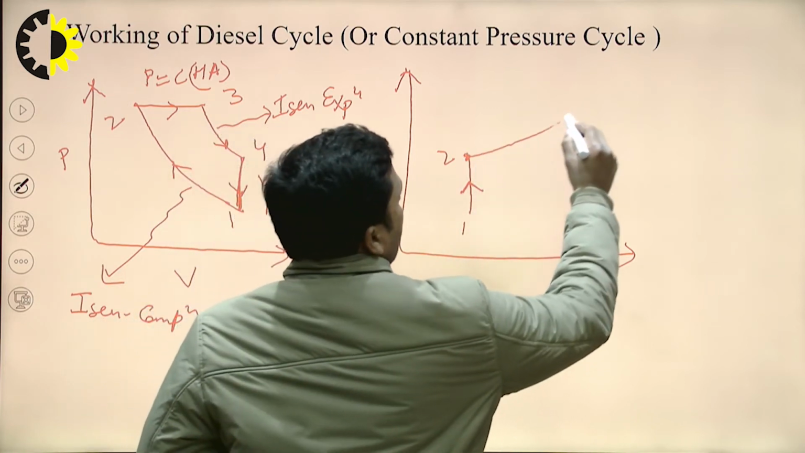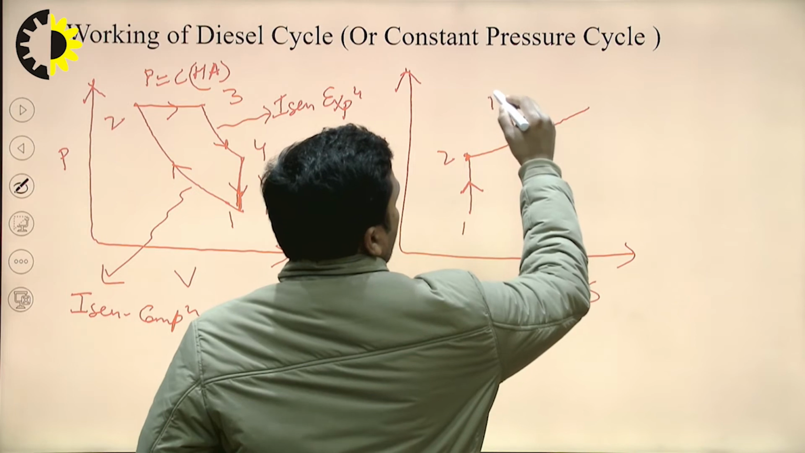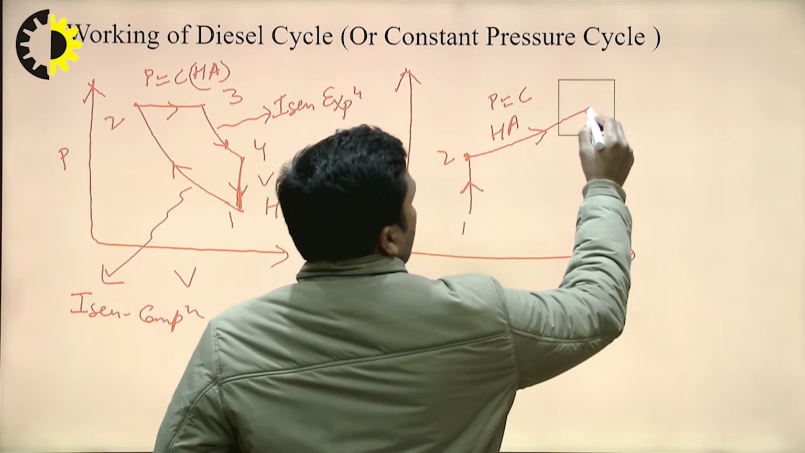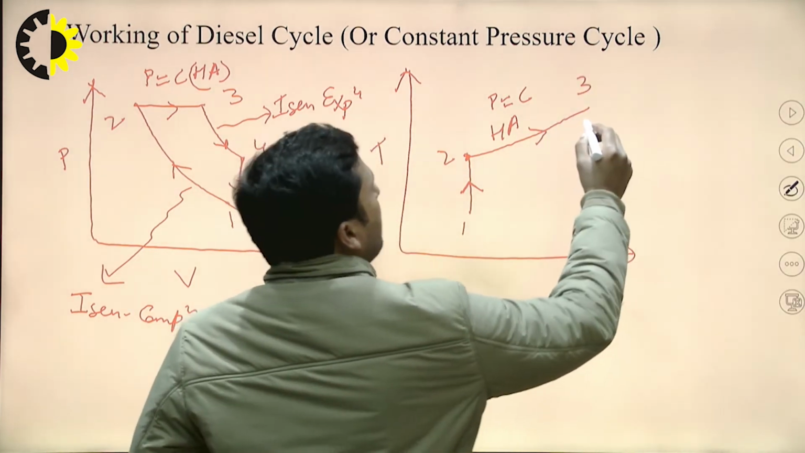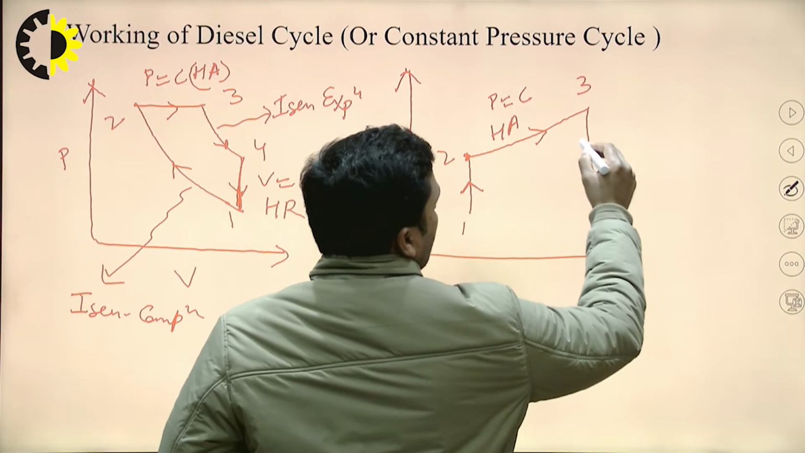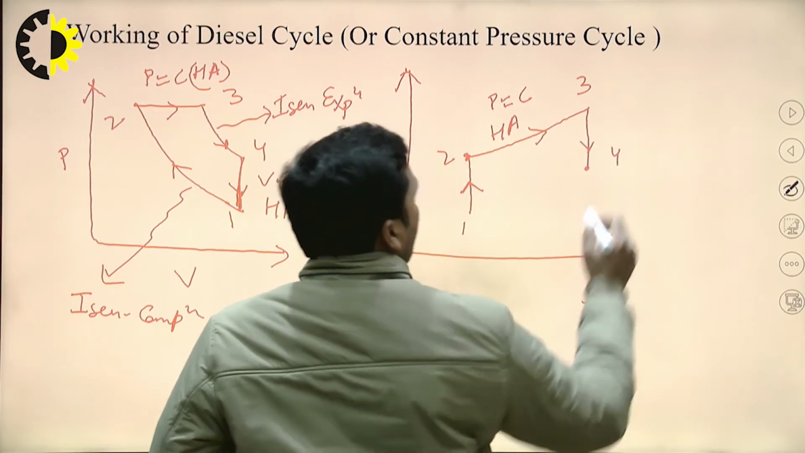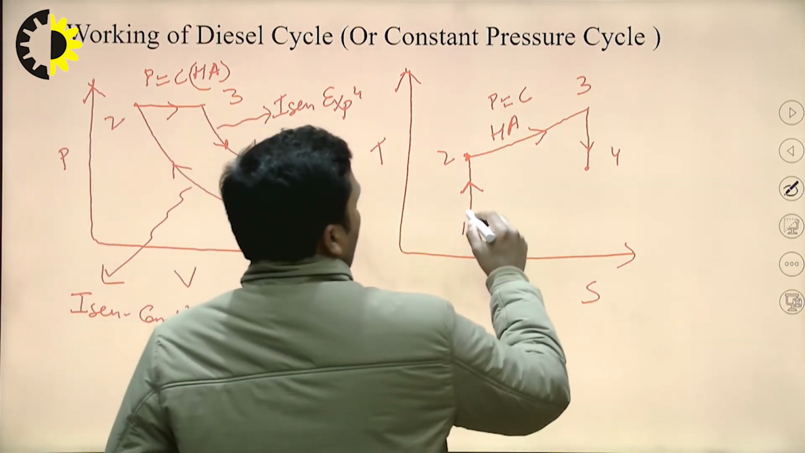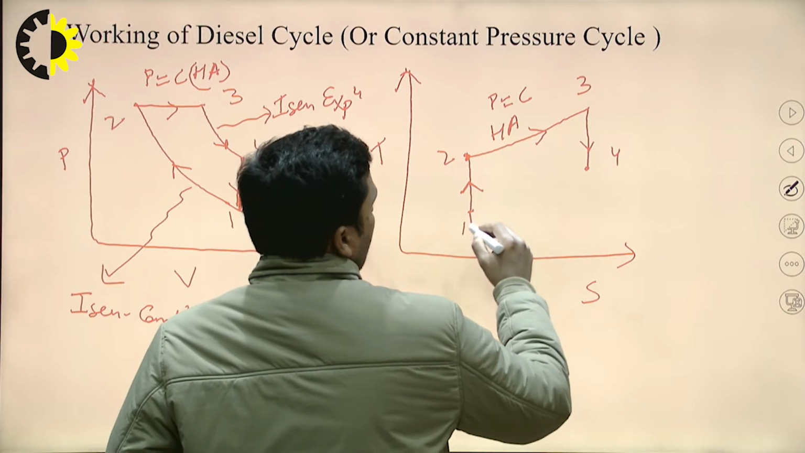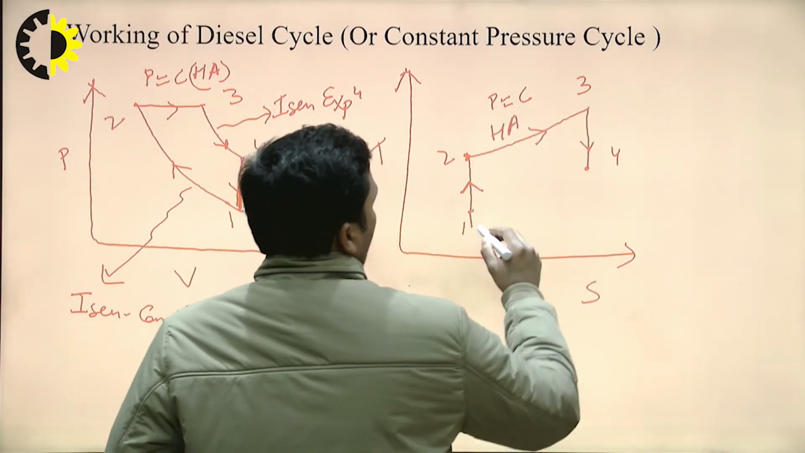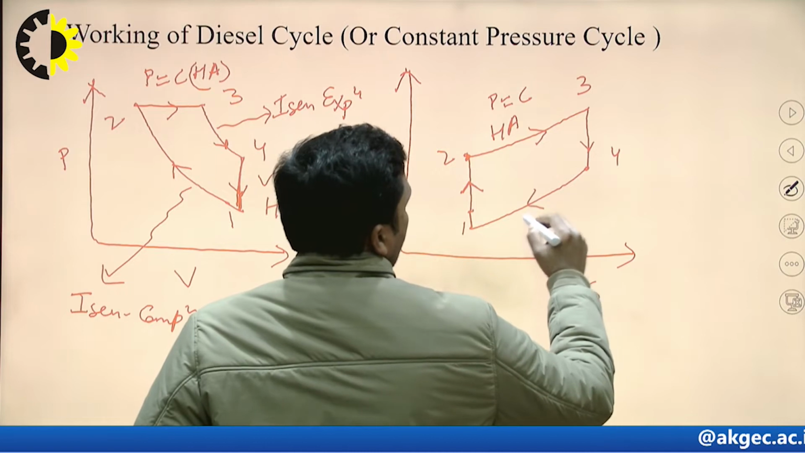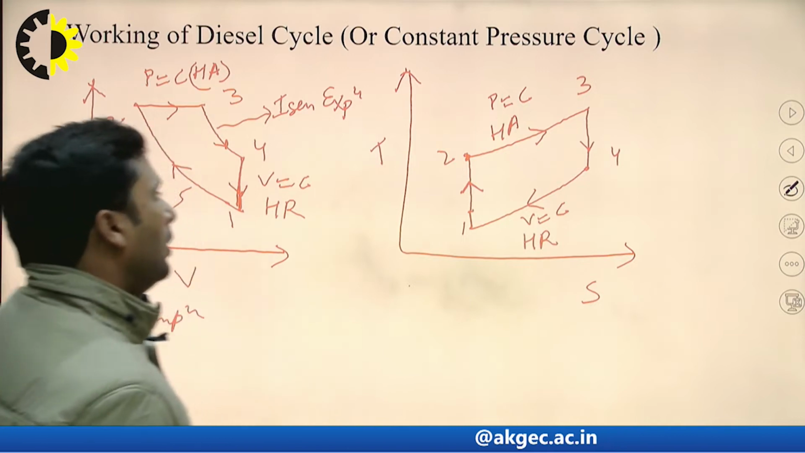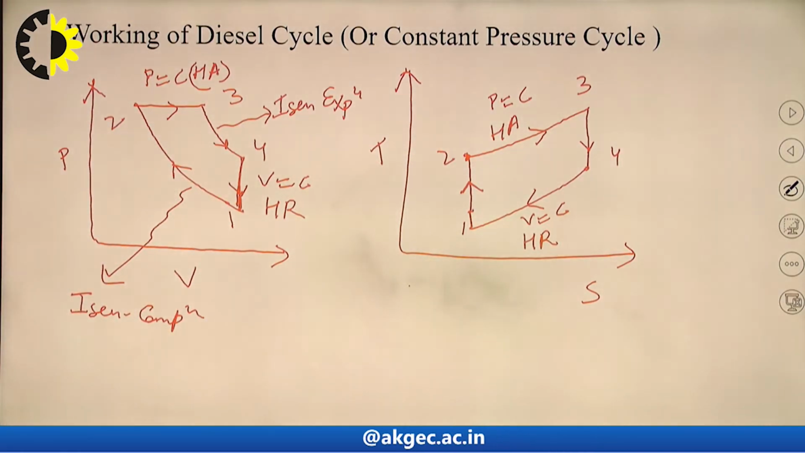So the constant pressure line on the TS diagram is like this: constant pressure heat addition process. And process 3 to 4 is an isentropic expansion process, and due to expansion temperature decreases. And process 4 to 1 is a constant volume heat rejection process. So this is the PV and TS diagram of the diesel cycle.